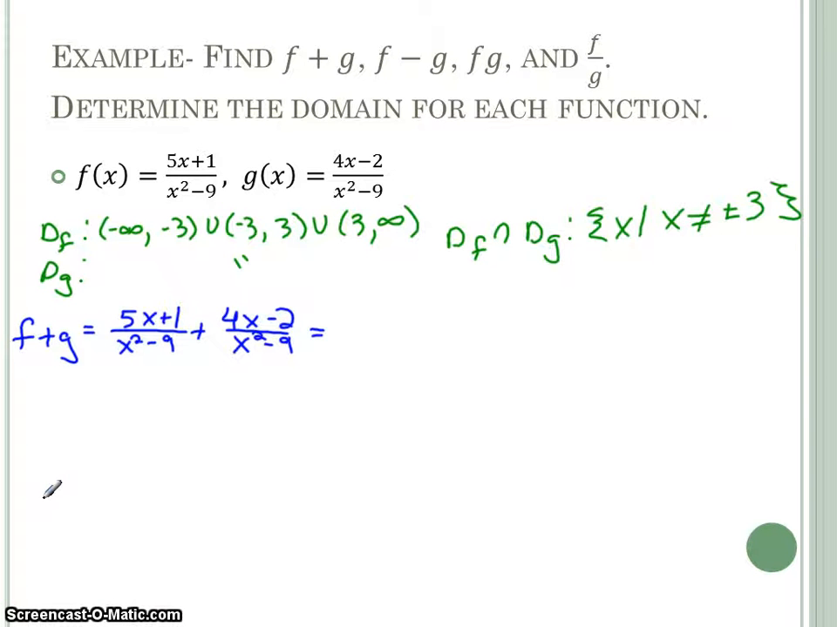All right, so now we would take 5x plus 4x and get 9x. 1 plus a -2 gets us a -1. Is there anything we can do to simplify that fraction? No. All right, what's its domain? What we found from before. It can't be 3 or -3.